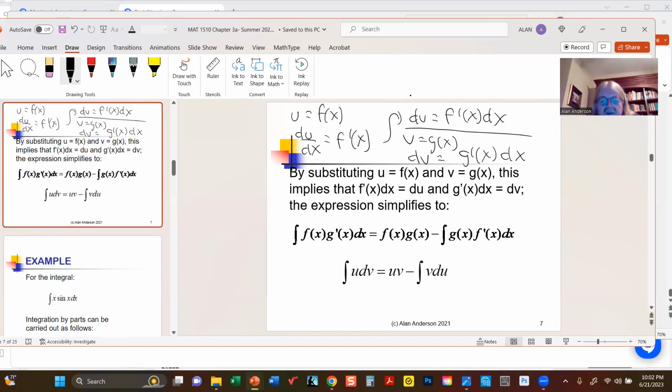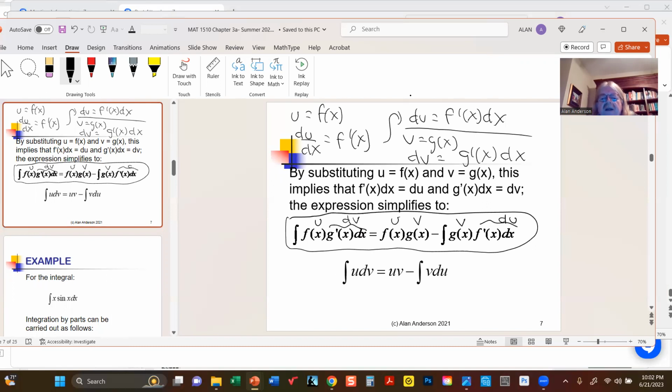So this expression can be simplified in the following way. This is u. All of this is dv. This is u, this is v. This is v. And this is du. So this is now the statement of the integration by parts rule. Okay. So when you see that, you immediately think integration by parts. Integral of u dv equals uv minus integral v du.